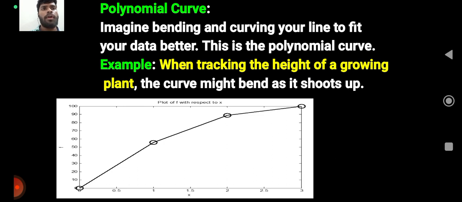And let us see the second one, that is the polynomial curve. Polynomial curves can also be called bending curves, curving your line to fit your data better. That is, when we plot the points on the graph and join them, we get a bending curve. That is, we get a polynomial curve. A practical example of this is tracking the height of a growing plant, and I have given the graph of the polynomial curve. This is how the polynomial curve looks.